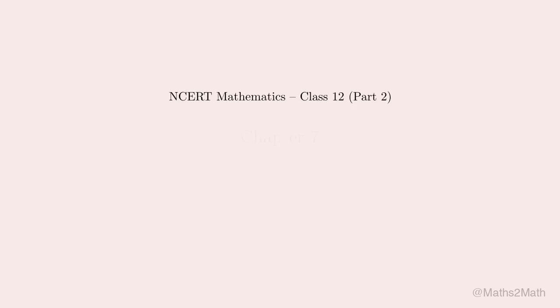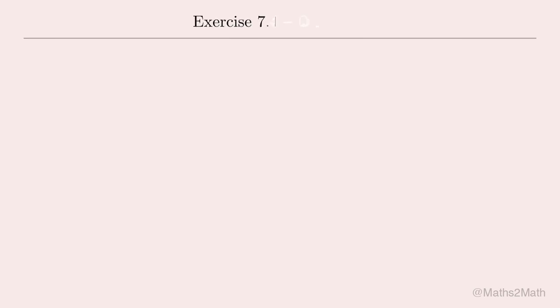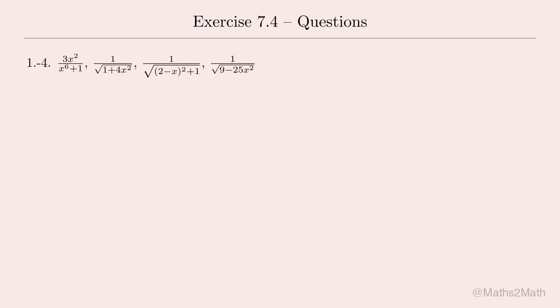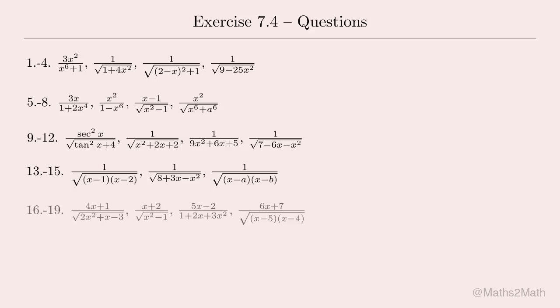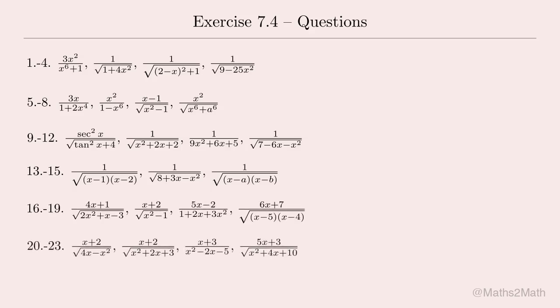In this video, we are solving every question of exercise 7.4 of Chapter 7, Integrals, from the NCERT Mathematics textbook for Class 12, Part 2. Exercise 7.4 works the special integral formulas, 25 questions of arctangent, inverse sine, and logarithm forms, reached by substitutions, completed squares, and derivative plus remainder splits. Here is the list, grouped.